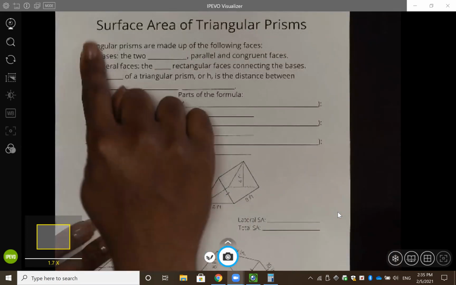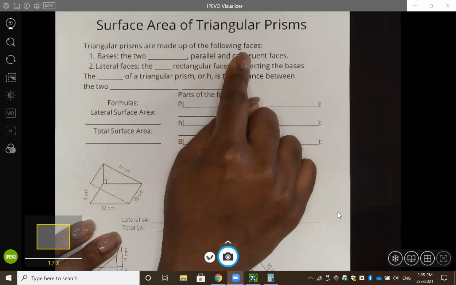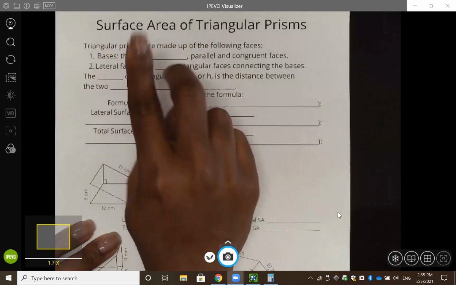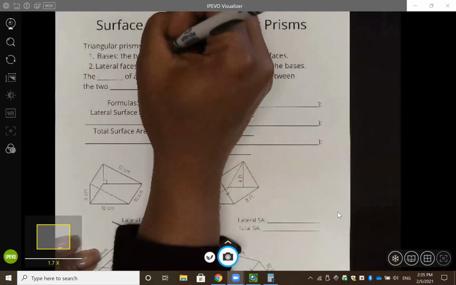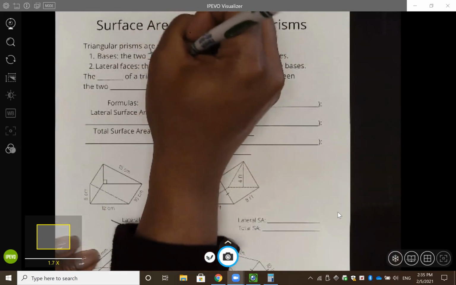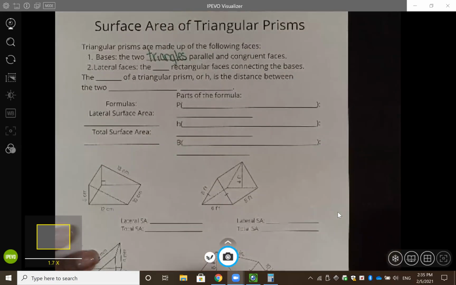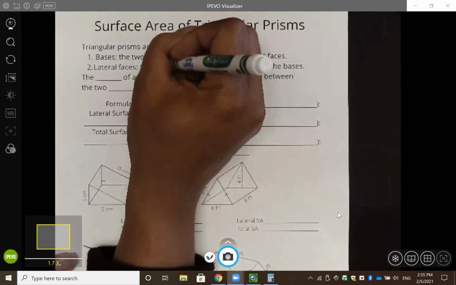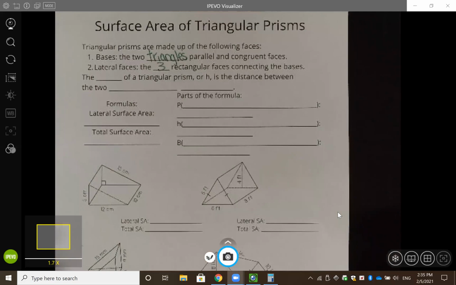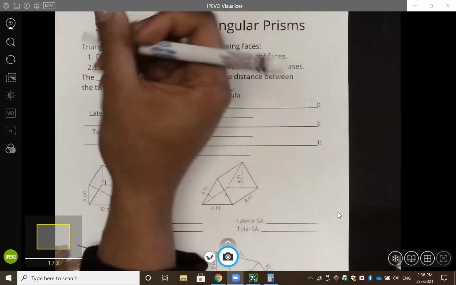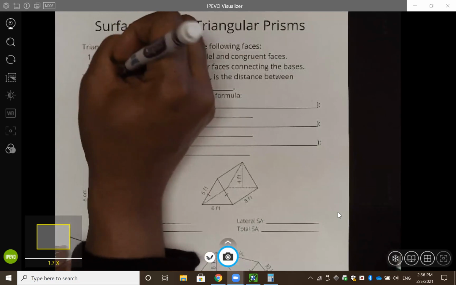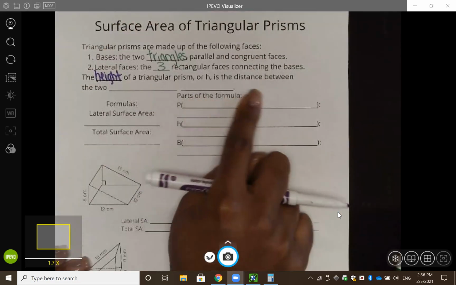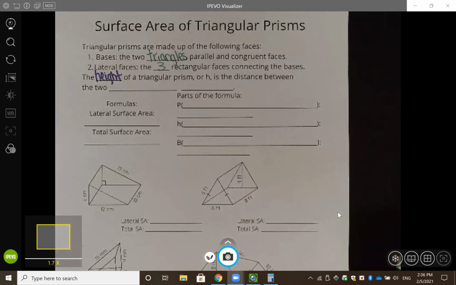For the notes section, it says triangular prisms are made up of the following faces. You're going to have bases, and those are going to be the two triangles. They are going to be parallel and congruent faces. For lateral faces, you're going to have the three rectangular faces connecting the bases. And the reason you have three rectangular faces is because you have three sides on a triangle. The height of a triangular prism, or the H, is the distance between the two triangular faces.